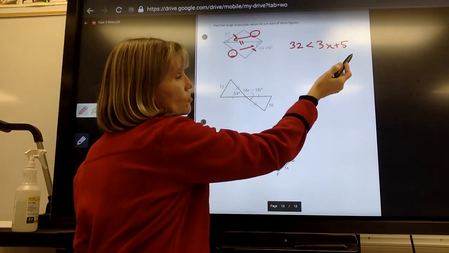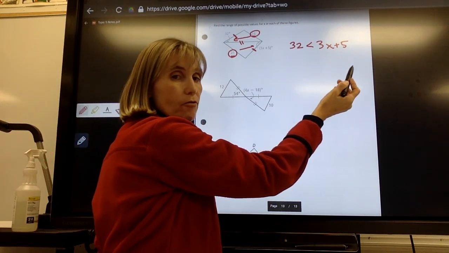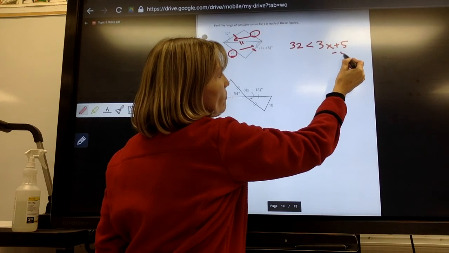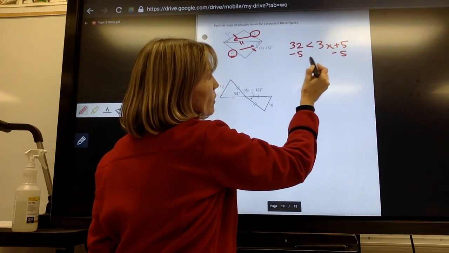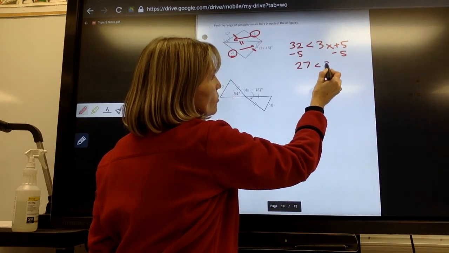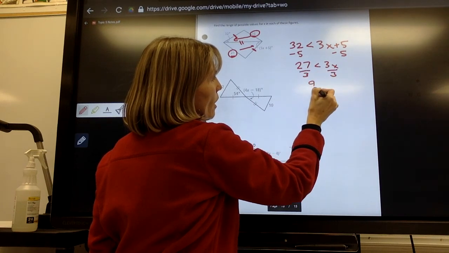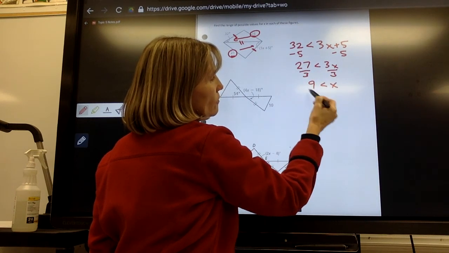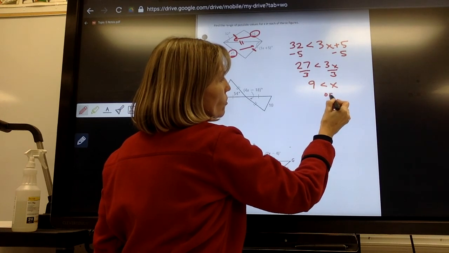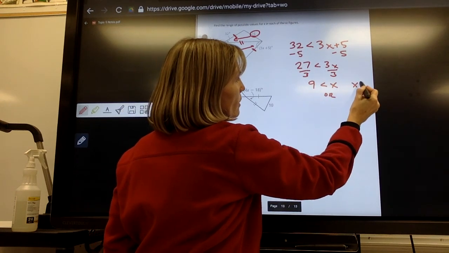So, and I solved this. To solve an inequality, we do the same thing as if it said equals. We subtract 5 from both sides. So I get 27 is less than 3x. Divide by 3, you get 9 is less than x. You can leave your answer like that, or you could flip that over. You could say x is greater than 9.